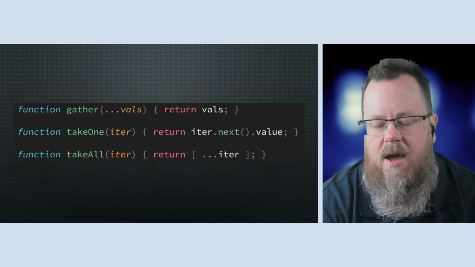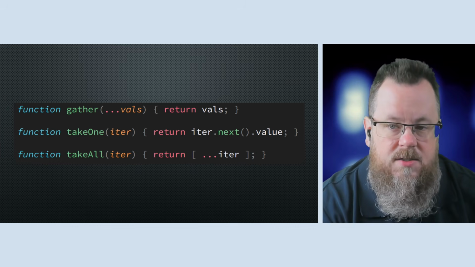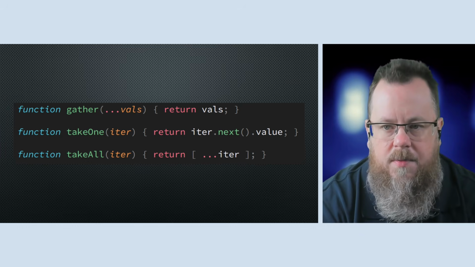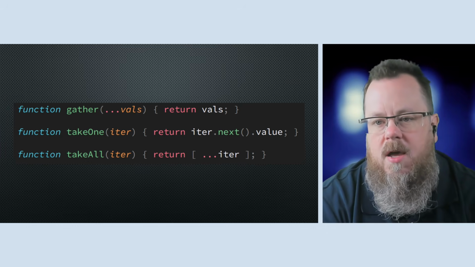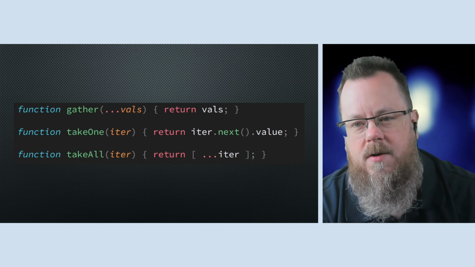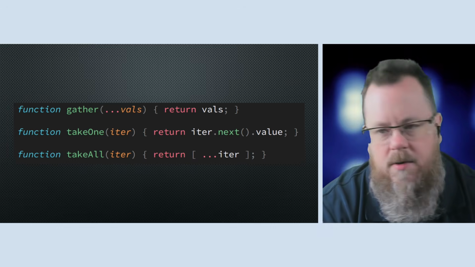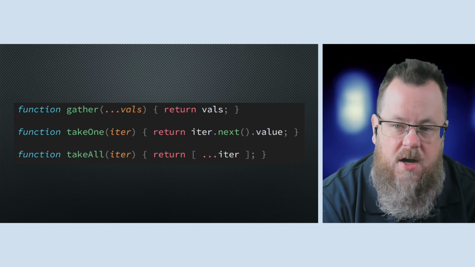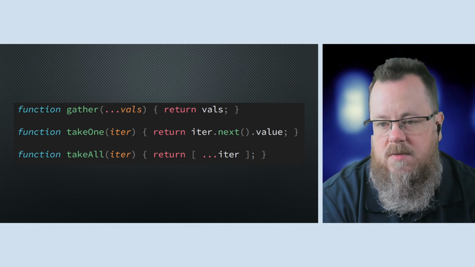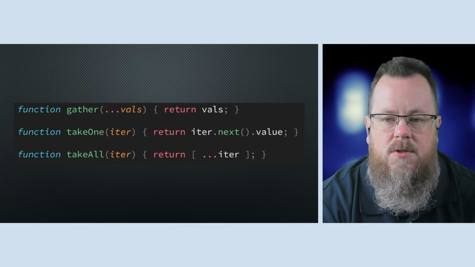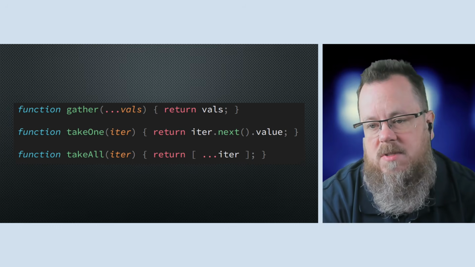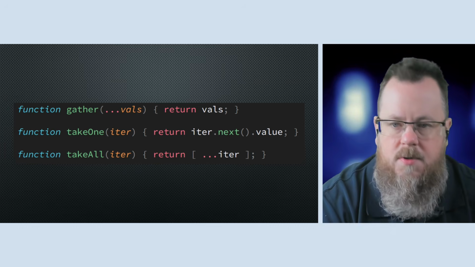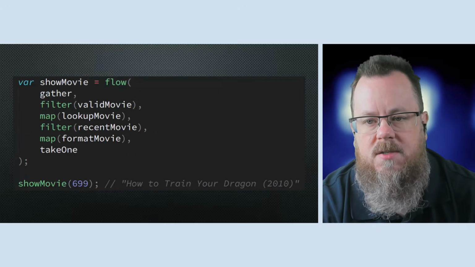So first of all, I'm going to have a gather function that can take a list of values and produce an actual array. So it's just that ... operator in function form. It'd be nice if JavaScript had operators as functions, but we don't have that. So then we have a take one, which is going to literally just call the .next on an iterator and then pull out its value from the iterator result, return that, and then take all consumes the entire iterator to its end and puts it into an array. Pretty straightforward helpers. We'll use a couple of those on the next slide.